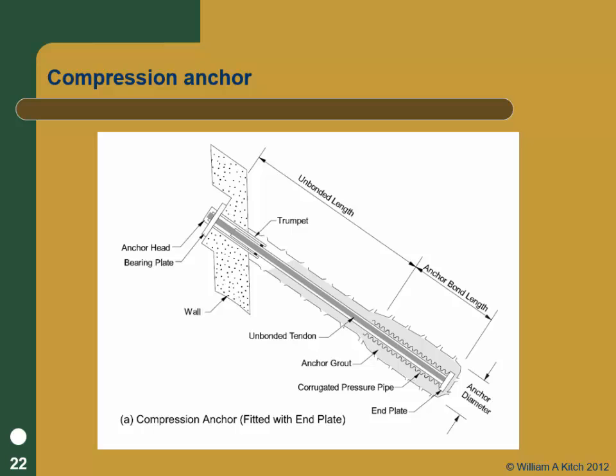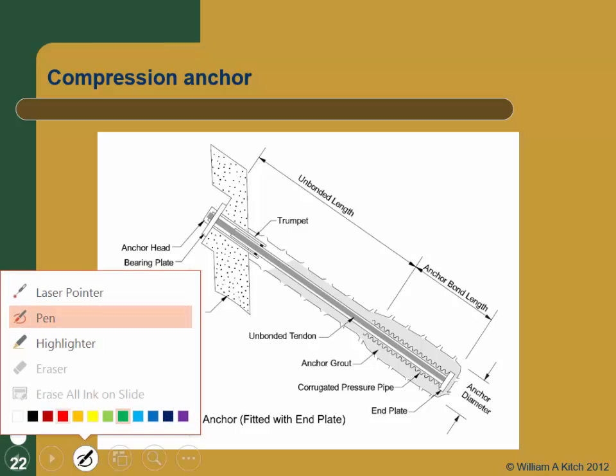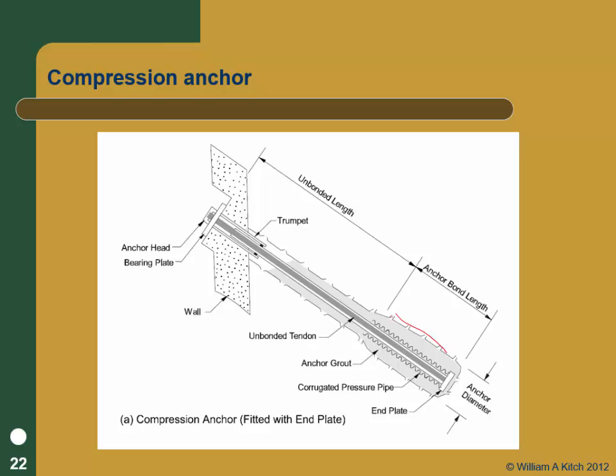The opposite of that is what's called a compression anchor. In a compression anchor, I still have the same anchor bond length. So the bond between the anchor and the soil is still the same length. However, I isolate my tendon. I put something in here to isolate the tendon. And then there's an end plate down here that the tendon's attached to.